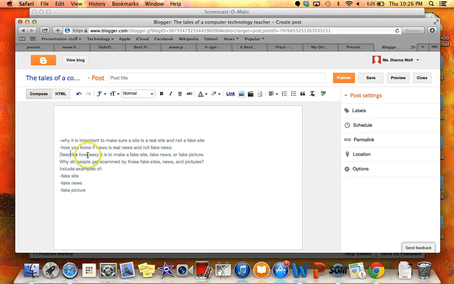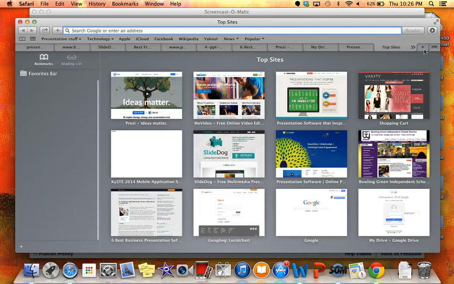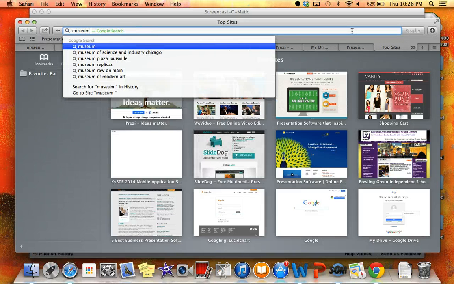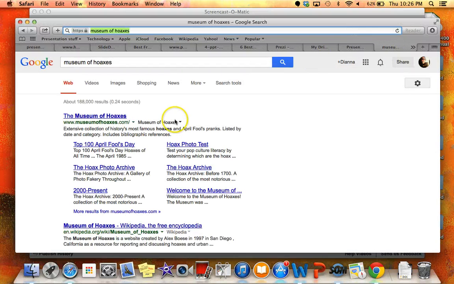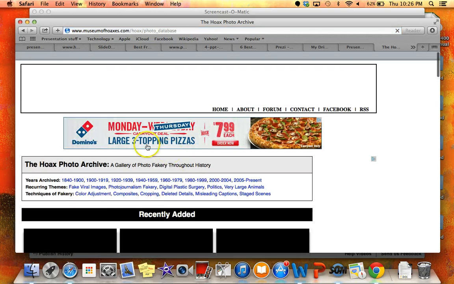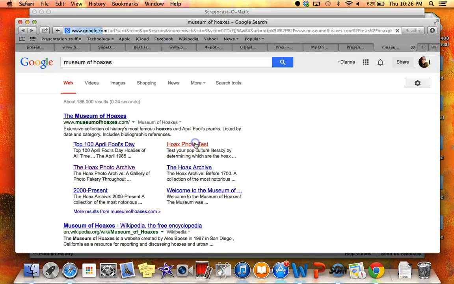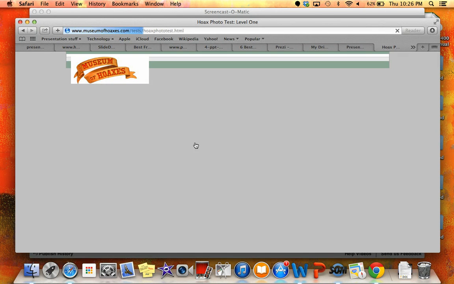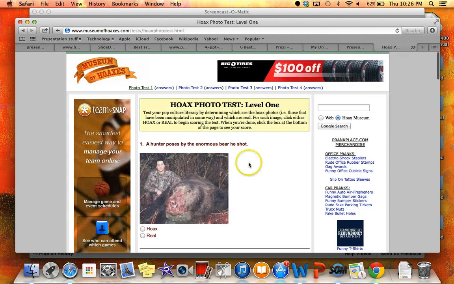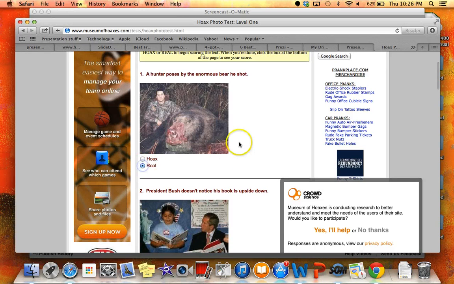And describe how easy it is to make a fake site, fake news, or a fake picture. Now, we talked about pictures and the fake pictures earlier. If you remember, we did the Museum of Hoaxes, which had the pictures. These are some that were added, but I want to go back to the picture test. Because if you remember, we were looking at them and we weren't sure if they were real or not, and we took the test on it. And remember, this is actually real.